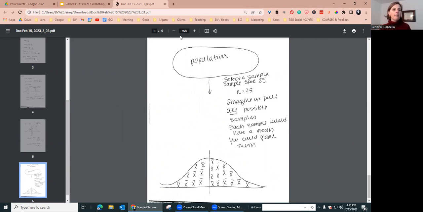We have a population here, and we want to select a sample. Now we can select one sample, or there's actually a finite number of samples, each with a certain size. Sampling distribution of the means is theoretical. But what we do is we account for the fact that there's a certain number of samples of this size. We only pull one.